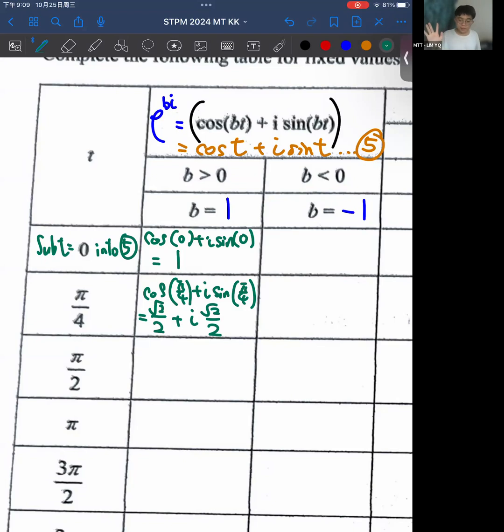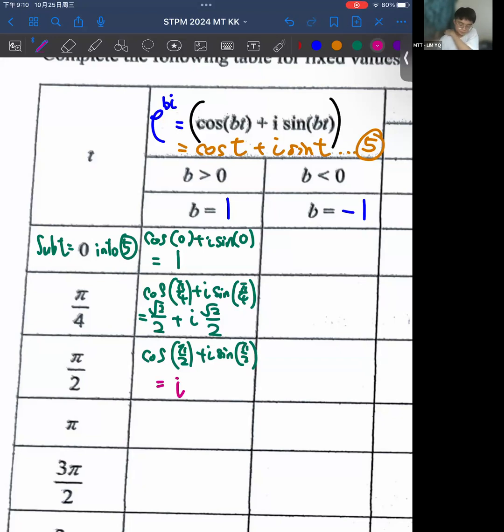You can choose any other value if you don't like b equal to 1, but the values will be very fancy. That's why I don't like it. Pi over 2. Cos pi over 2 plus i sin pi over 2. So what is pi over 2? This one becomes 0, this one becomes 1, right? So 1i becomes i only. Equal to i.